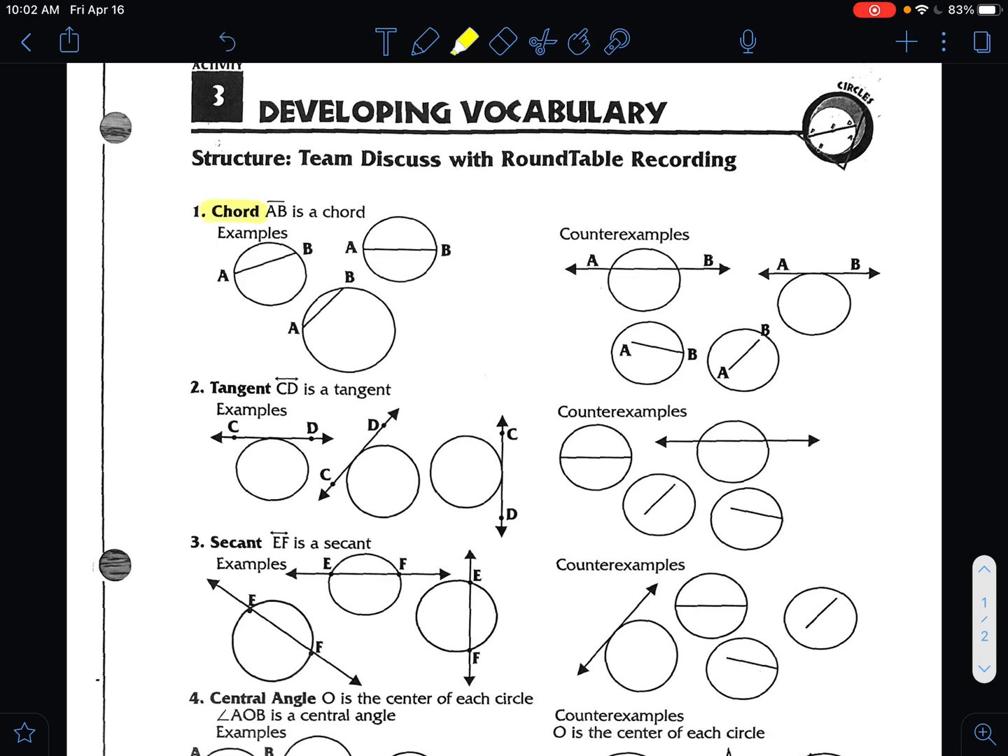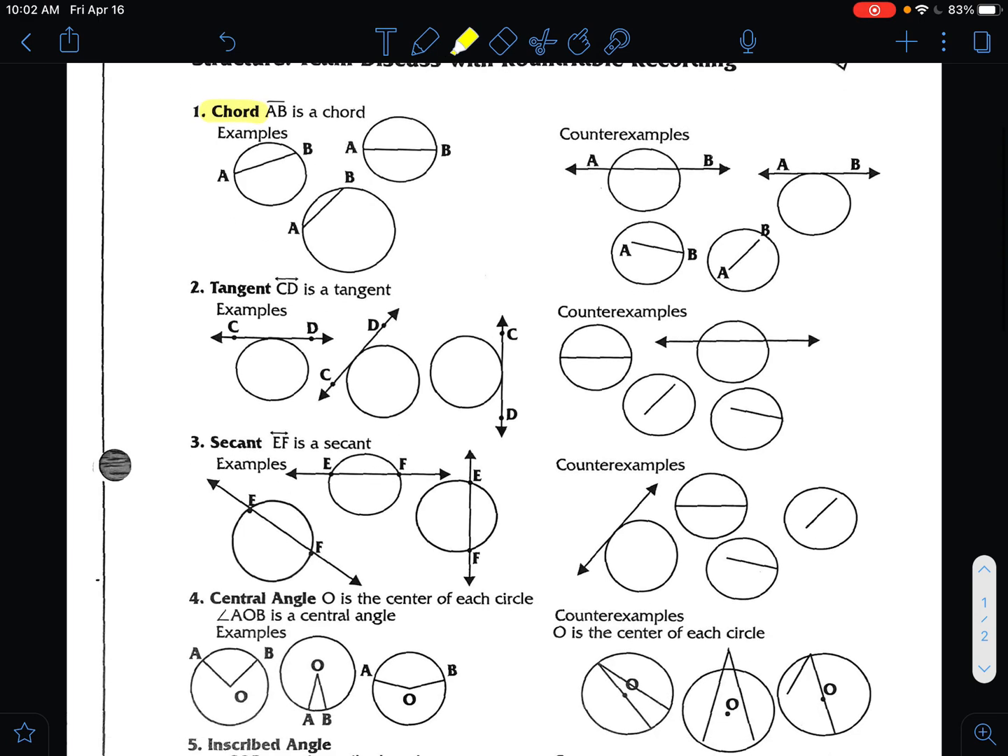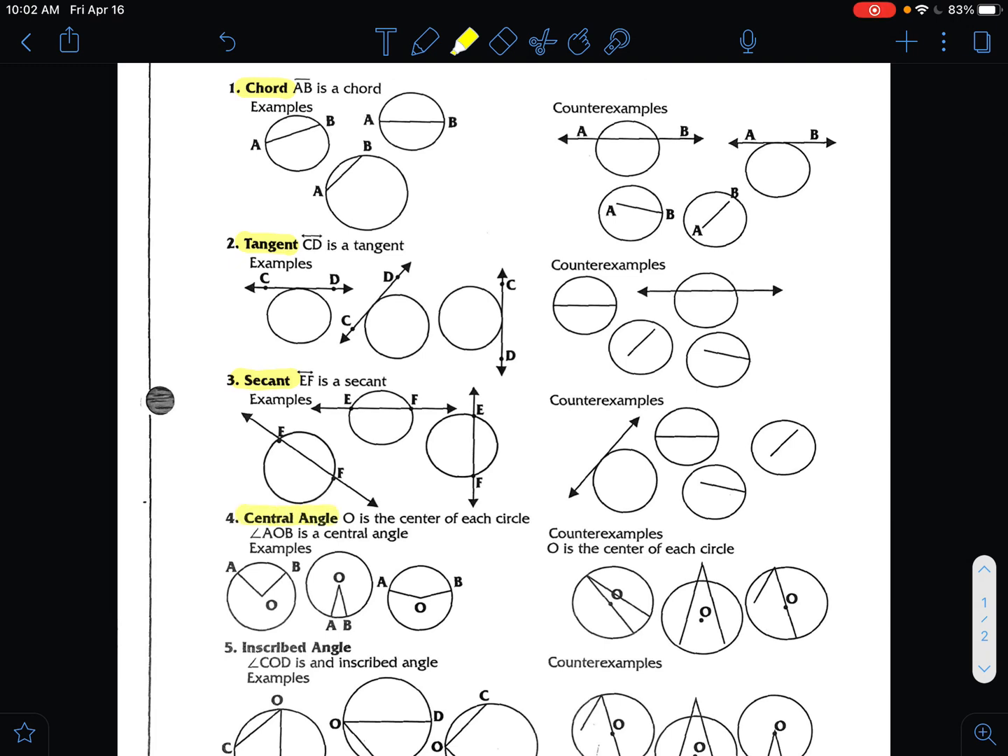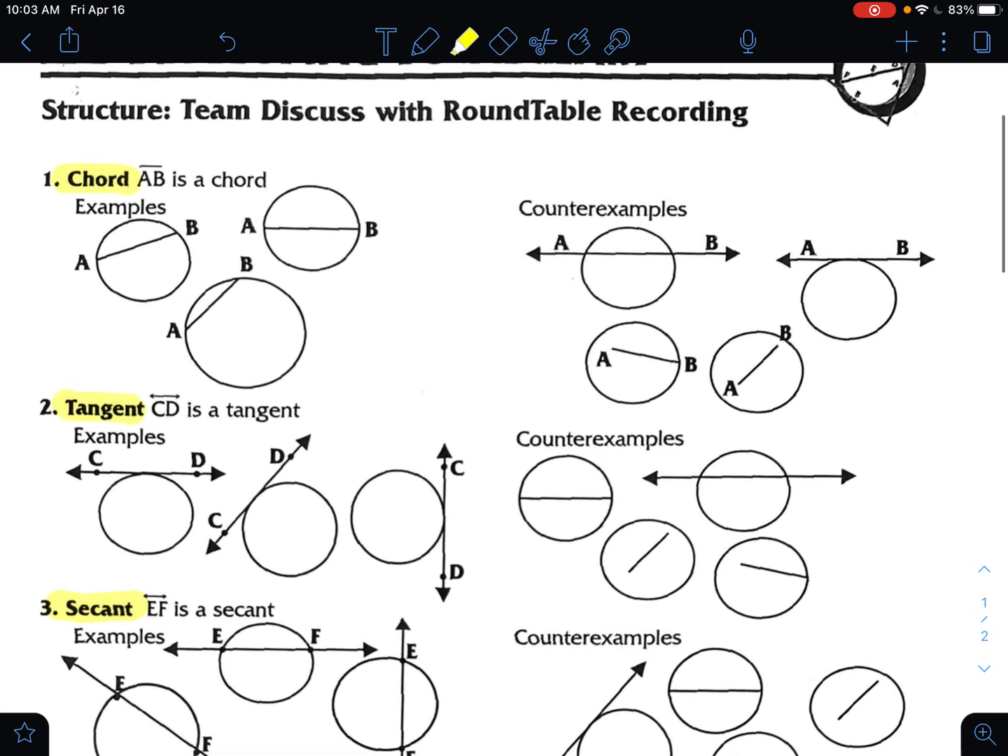If you're going to use a piece of notebook paper, we are going to come up with a definition of a chord, a tangent, a secant, a central angle, and an inscribed angle. So you might want to write those words down. We will formalize all of this in the next lesson, but I want to do a real quick activity where you come up with a definition on your own first.